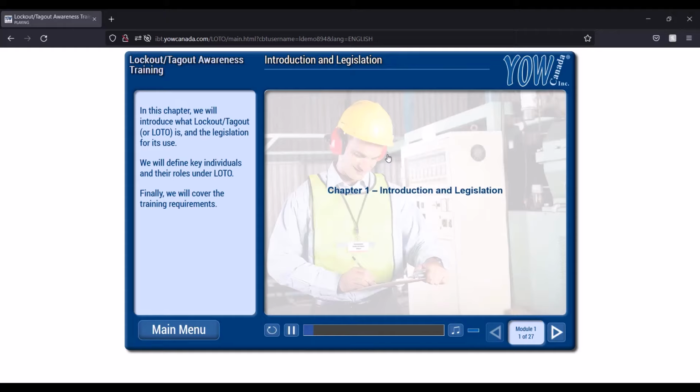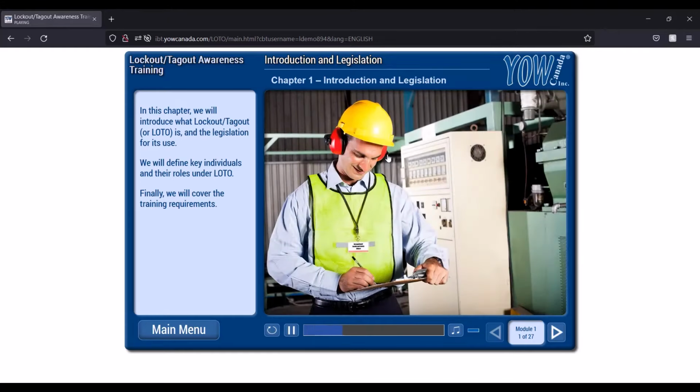Chapter 1, Introduction and Legislation. In this chapter, we will introduce what Lockout Tagout, or LOTO, is, and the legislation for its use. We will define key individuals and their roles under LOTO. Finally, we will cover the training requirements.